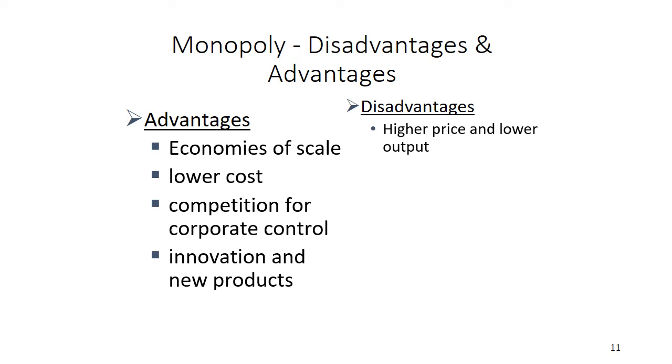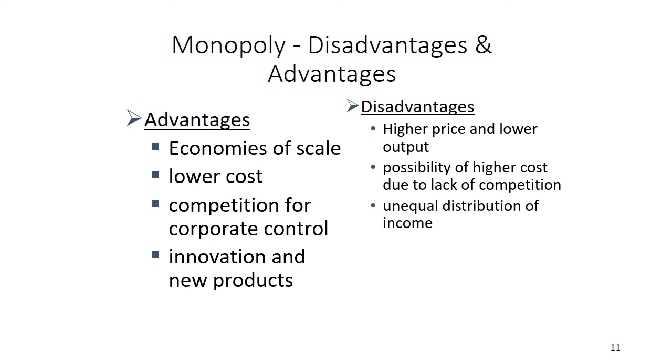Then looking at the disadvantages of the monopoly market structure, as they are the only seller, they have more power, so they charge a higher price for lower output. It may be a disadvantage from the customer's point of view. Also, the possibility of higher cost due to lack of competition, an unequal distribution of income, and unfair trade practices. These are the advantages and disadvantages of a monopoly structure.